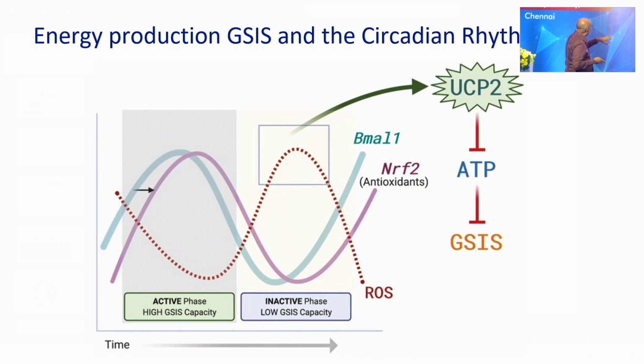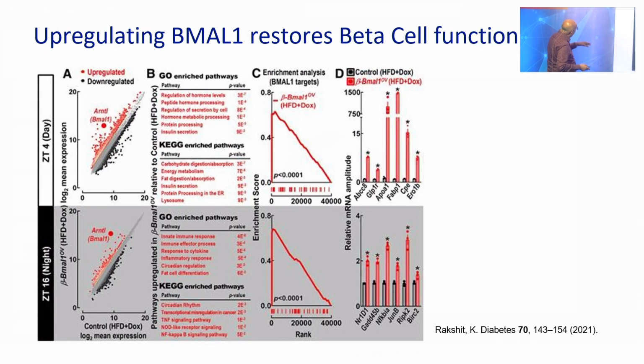Just to summarize, BMAL inhibits UCP2, which inhibits ATP, which inhibits GSIS. Which means glucose-stimulated insulin secretion is facilitated by BMAL1. If it is not there, when UCP2 is overexpressed, you get reactive oxygen species. And that is one of the reasons why you get beta cell dysfunction, reactive oxygen species. And now, if you upregulate BMAL1, you can regulate beta cell function.